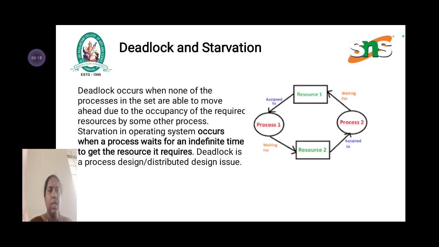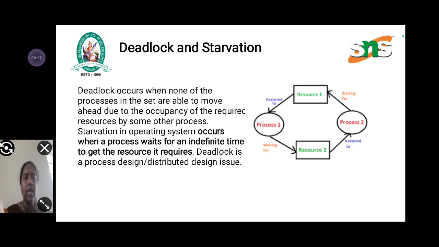Deadlock and starvation. Deadlock occurs when none of the processes in the set are able to move ahead due to the occupancy of the required resources by some other process. Starvation in operating system occurs when a process waits for an indefinite time to get the resource it requires. Deadlock is a process design, its distributed design issues.